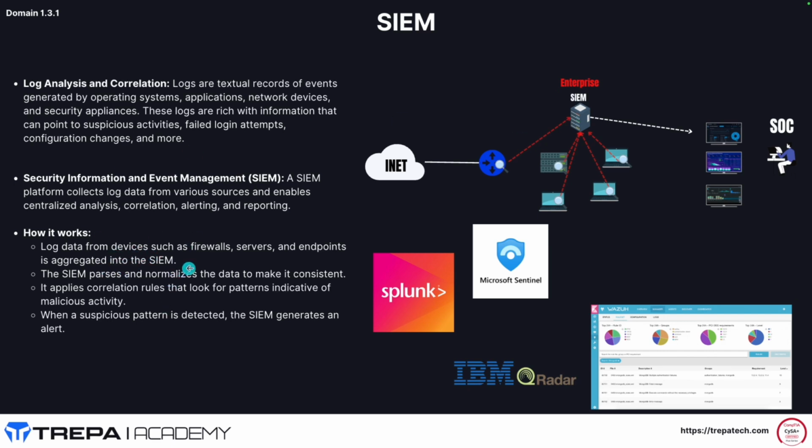Log data from devices such as firewalls, servers, and endpoints are aggregated into the SIEM. People say it a lot of different ways. The SIEM parses and normalizes the data to make it consistent. That line there is just saying, hey, make it human readable, make a dashboard for this, make it something that I can look at and view. It applies correlation rules that look for patterns indicative of malicious activity. And when a suspicious pattern is detected, the SIEM generates an alert. That's generally, in its simplest form, how it does this.